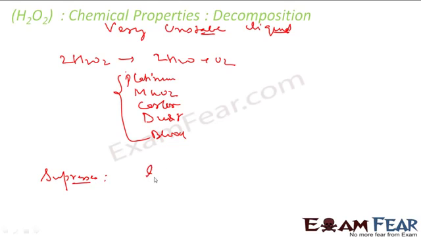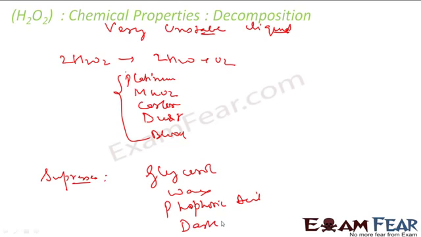When you want to suppress this, you can keep it in touch with glycerol, wax, phosphoric acid, and darkness, obviously. So if you keep it in the dark and with the wax, it won't break so easily. That's how we store H2O2. We have these wax layers in the container which has H2O2, and we keep it down.